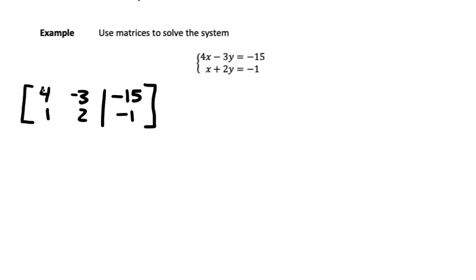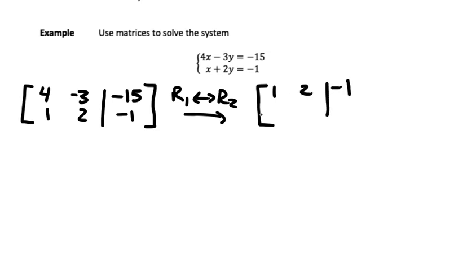Now, my first step is to change this 4 into a 1. There's a couple of ways that I can do this, but the easiest way, if I have a 1 in a different row, is to just rearrange the order of the rows to move the 1 up to the upper left corner. So in other words, I'm going to switch R1 and R2. So now I have the 1 up there.